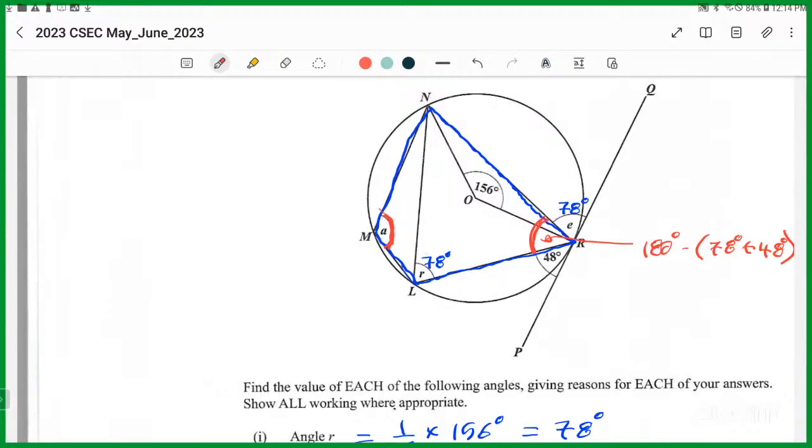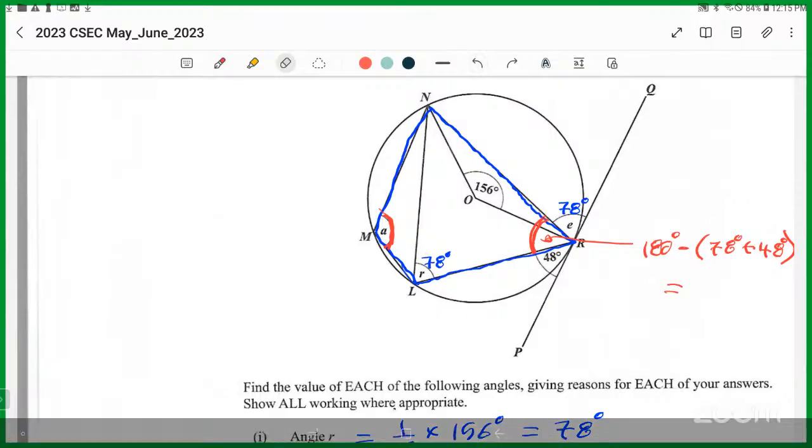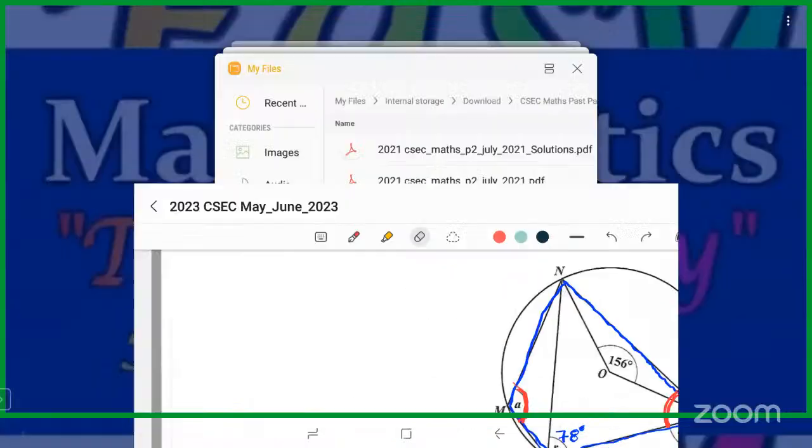Alright, and you work that out. So this angle is going to be the sum of those two, because if these three add up to 180 and these two add up to 180, then this one is going to be the sum of the 48 and the 78. But let's work it out step by step, and nobody will see that. So let's get a calculator quick and just subtract these.